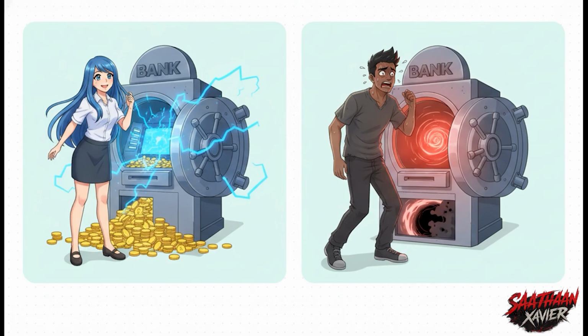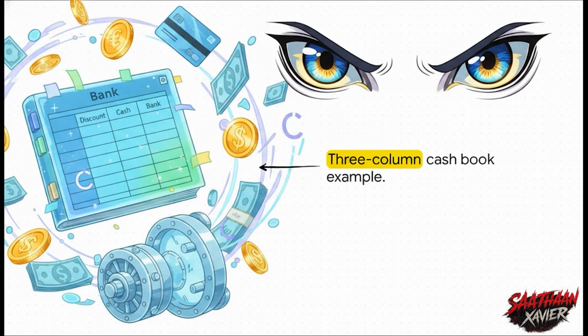credit balance. When you have all three columns, discount, cash, and bank, working together in perfect harmony, you'll see those contra entries marked with a C. Anywhere cash was, say, withdrawn from the bank for office use. Debit cash, credit bank. It gives the accountant an absolute eagle-eye view of all liquidity in one single, unified book.